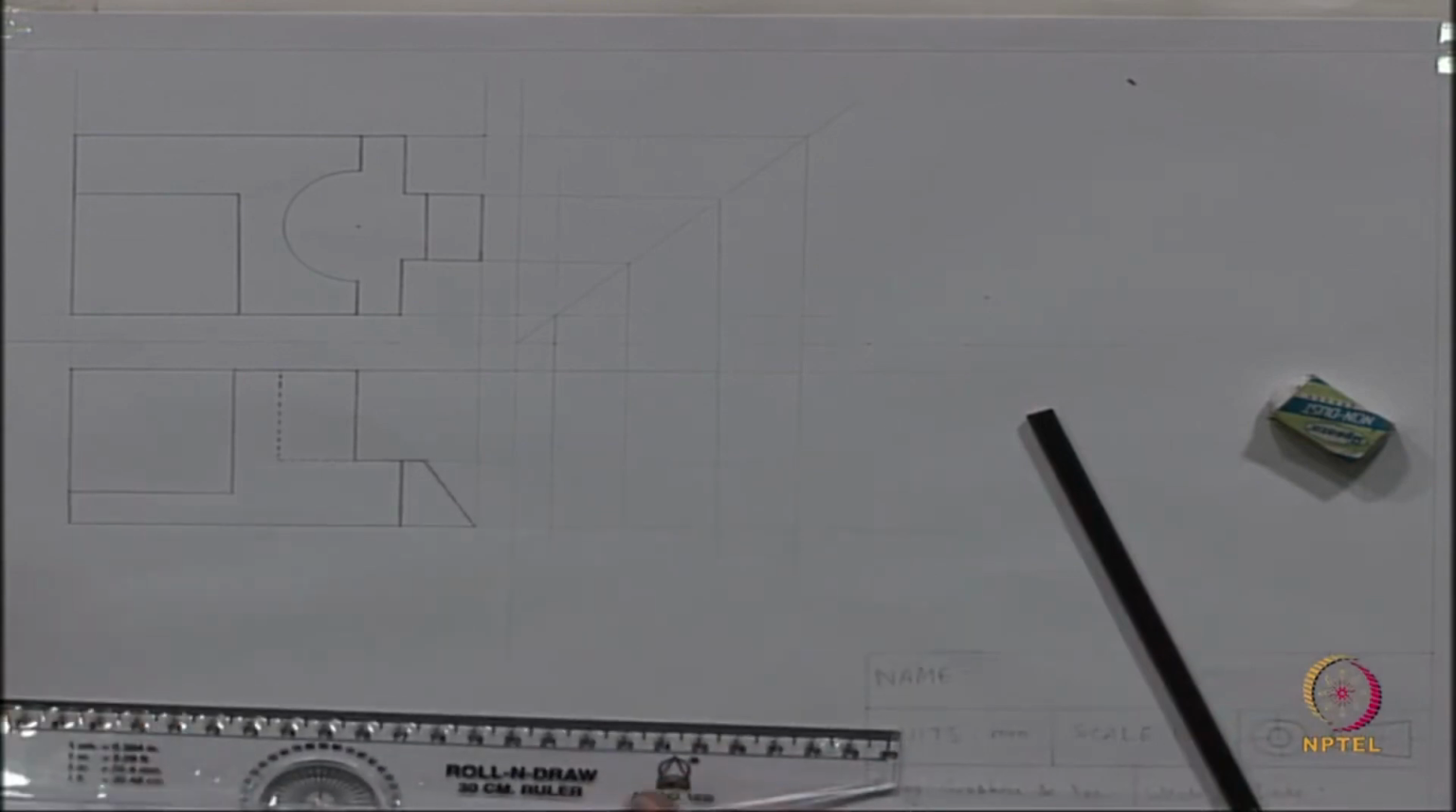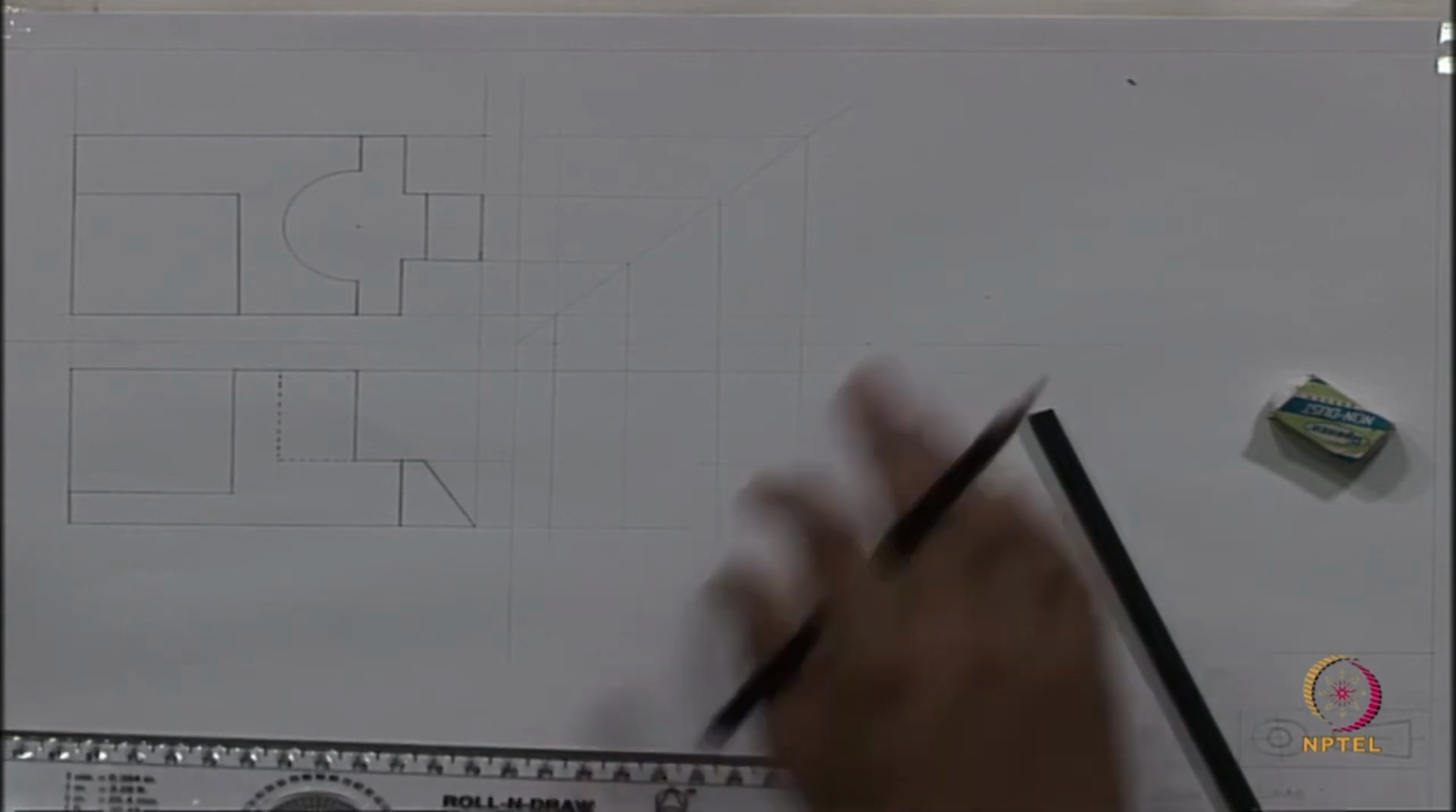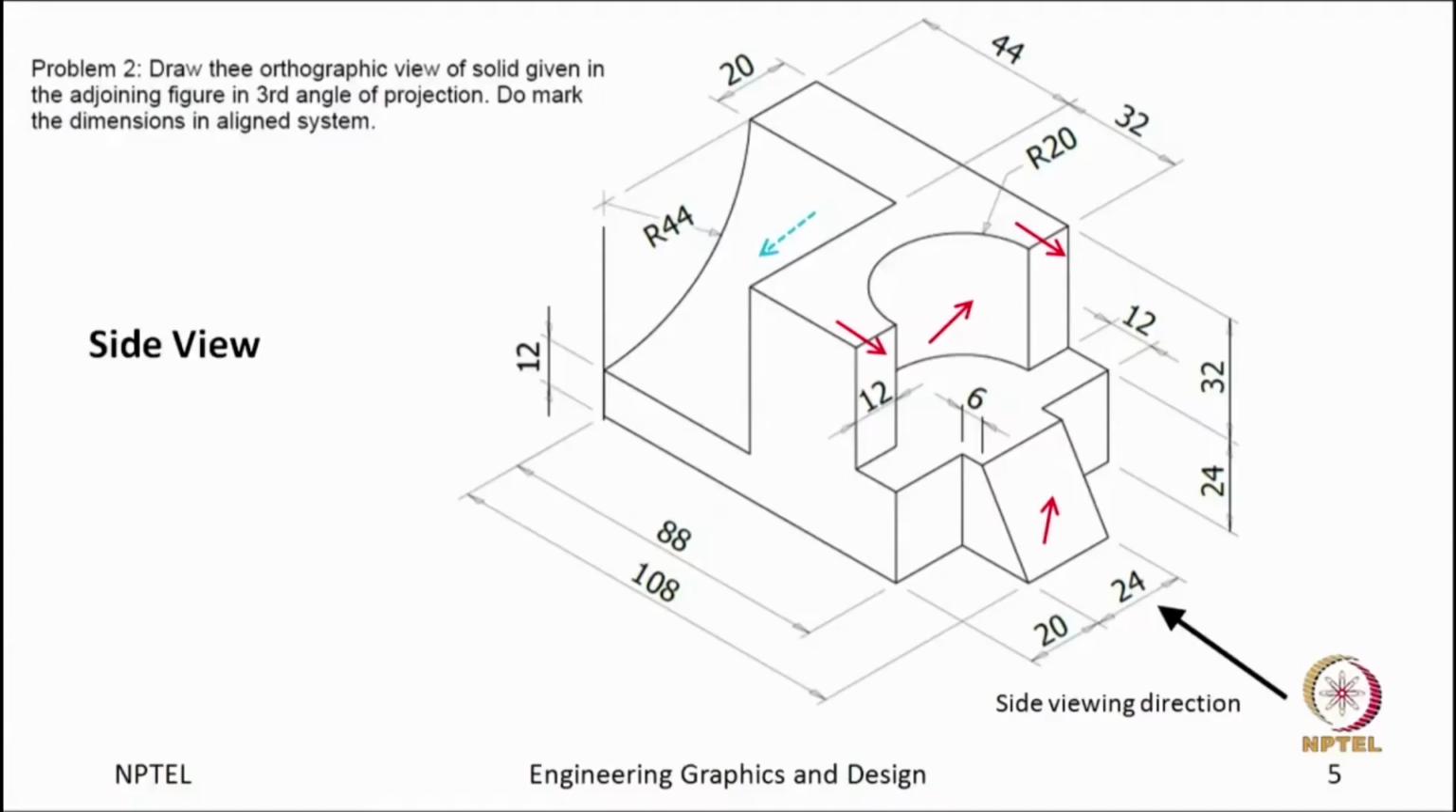Now, we will start doing the side view. The first part we will be drawing is this side, this slant surface. This slant surface we will look at as a rectangle. So, what will come in our picture? This line of length 24 and width 20, it will come first.